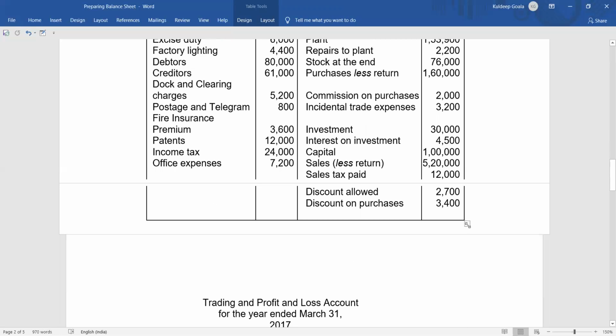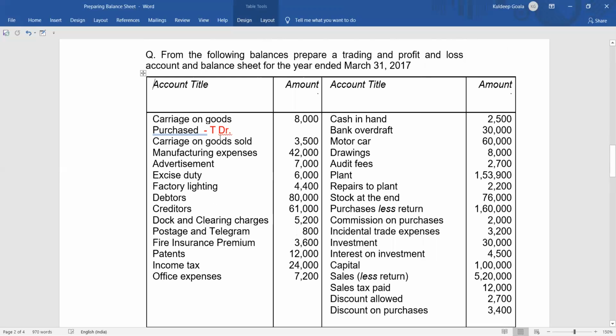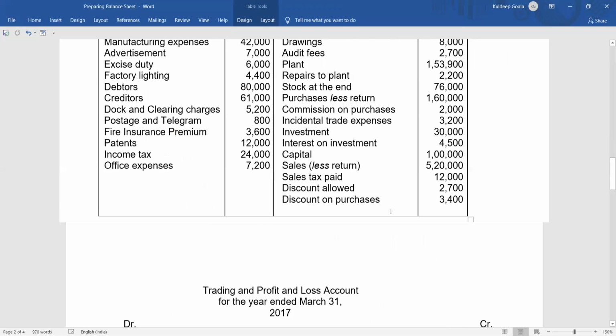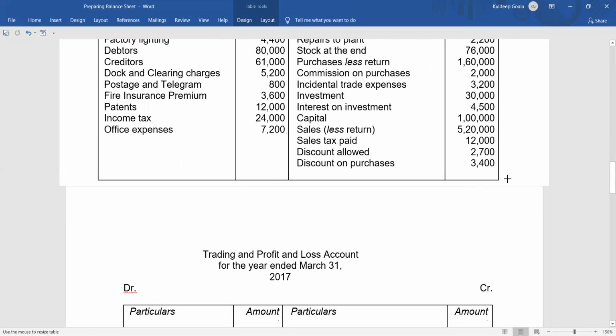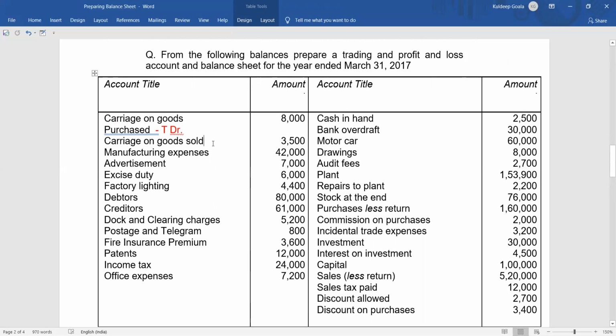Let me make it a little bigger so that we can get a little more space in solving the sum. Then carriage on purchase will come in the profit and loss account. Why will it come in the profit and loss account? Because it is an indirect item, so it will come in the profit and loss account. Then manufacturing expenses will come in the trading account.